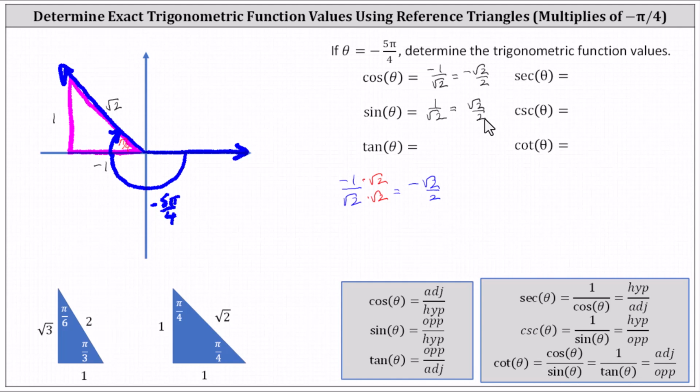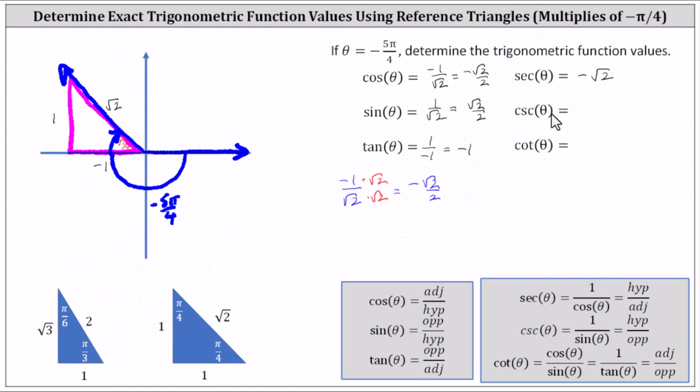Tangent -5 pi divided by 4 equals the ratio of the opposite side to the adjacent side, which is 1 divided by -1, which equals -1. The secant function value equals the reciprocal of the cosine function value. The reciprocal of -1 divided by √2 is √2 divided by -1, which equals -√2. Or using the reference triangle, secant -5 pi divided by 4 equals the ratio of the hypotenuse to the adjacent side, which also gives us √2 divided by -1, which is -√2.